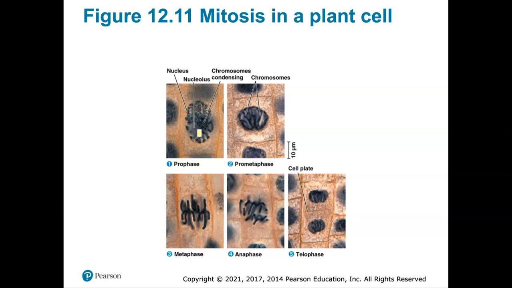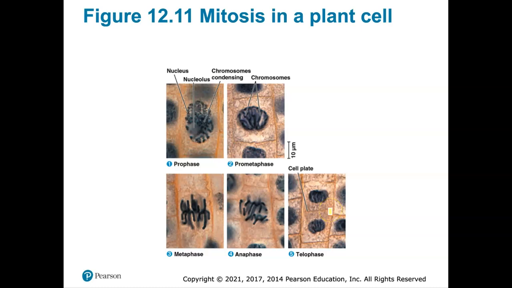In prometaphase, you're going to see the spindle fibers attached to the chromosomes. In metaphase, they're all going to line up in the middle of the cell. In anaphase, these sister chromatids will separate, and this is telophase. And I can tell that it's telophase because the line in between is very, very faint and light. So it's not a cell wall yet, it's a cell plate.